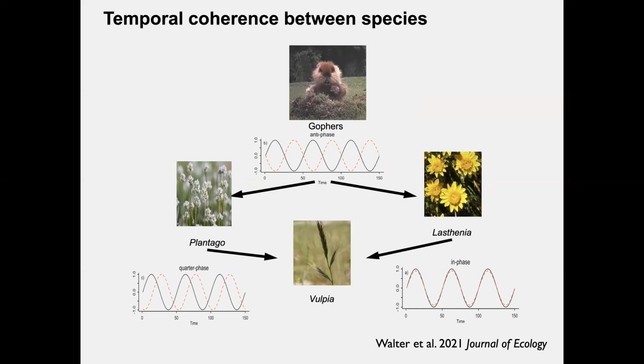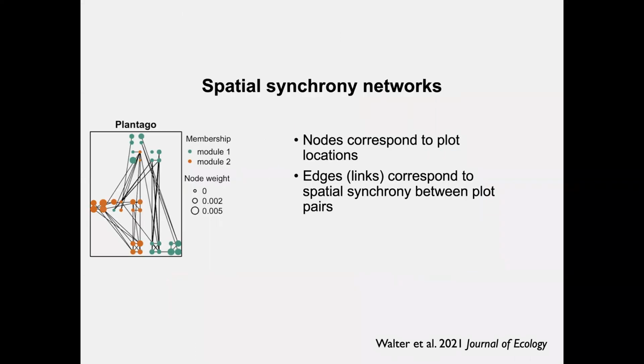And so by doing this and parsing different degrees of phase relationships between environmental drivers like gophers, and then between different species, we could see these site level relationships starting to emerge. And then we could look at it in that kind of synchrony network, similar to the spongy moth. And so in this example, we've got these different nodes, corresponding to plot locations. And then we've got links between different plots for the degree of spatial synchrony between pairs.